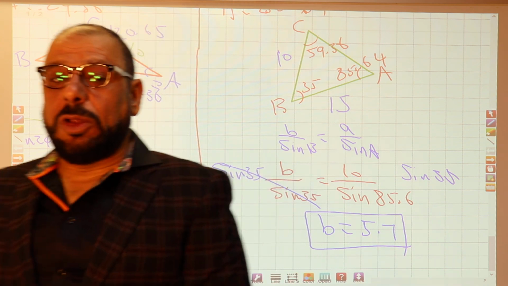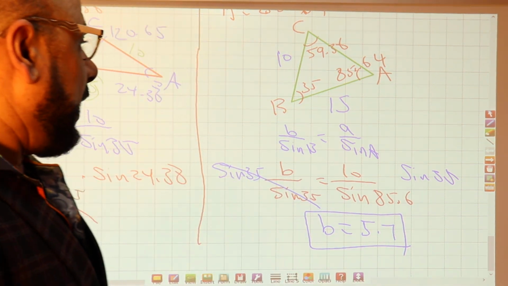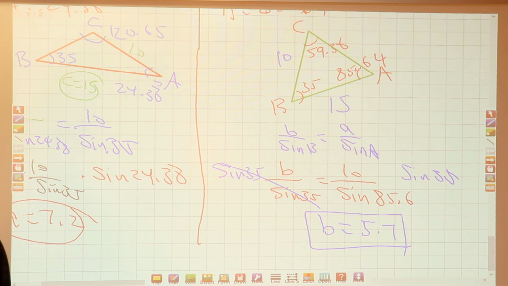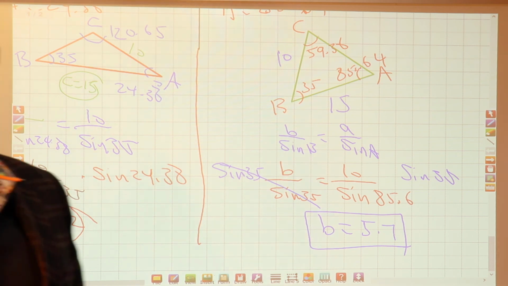Okay guys, that's all we have for the law of sines. I think in this case, I'm going to try to get more examples. You see the example takes a long time from me.